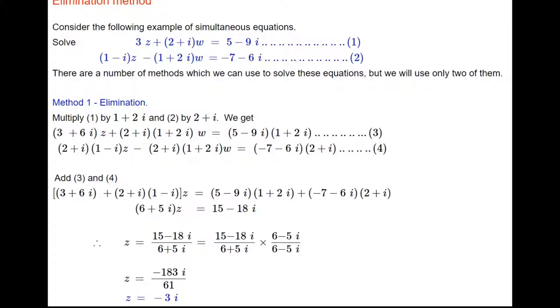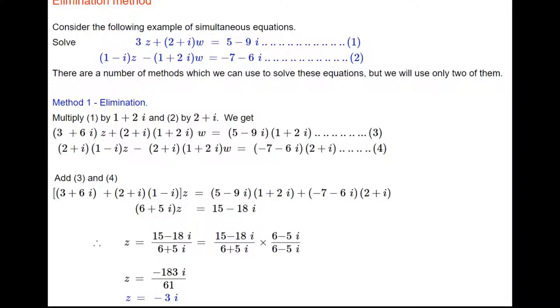So we multiply the number by (6 - 5i)/(6 - 5i). Make sure you work all that out and verify that z comes out to be -183i/61, and that simplifies to z = -3i.